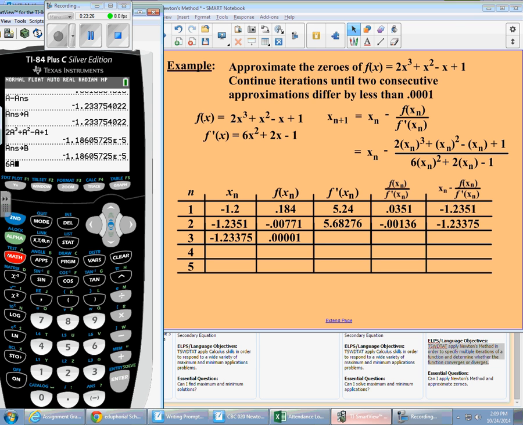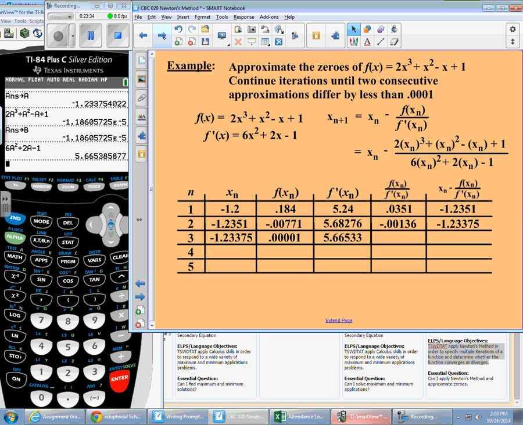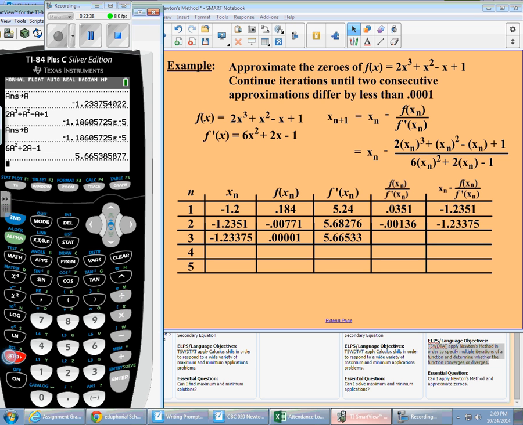The first derivative at this value. Okay, 5.6653 and so on. Good. I'm going to go ahead and store that as value C once more. Okay, now we need the ratio between the function and its derivative.